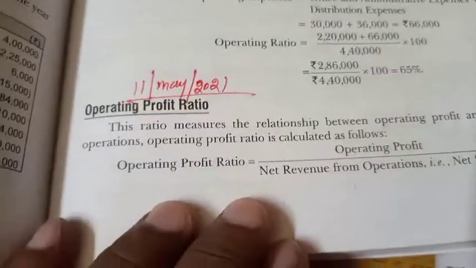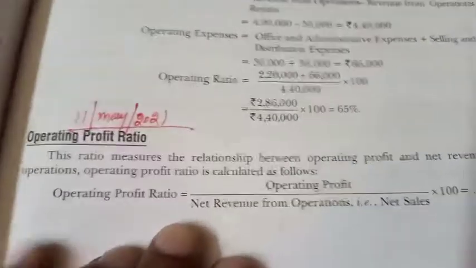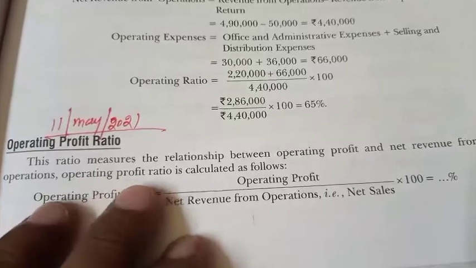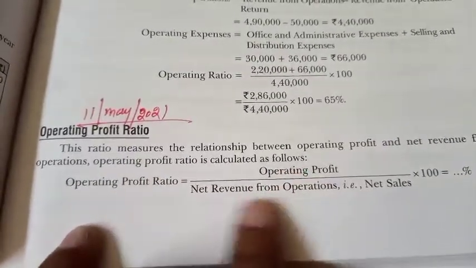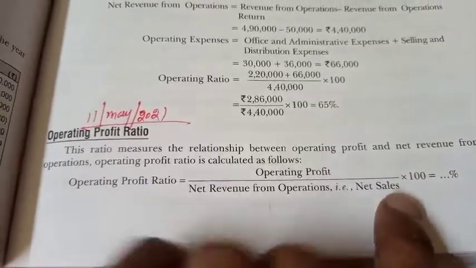This is the operating profit ratio. This ratio measures the relationship between operating profit and net revenue from operation. Operating profit ratio is calculated as operating profit upon net revenue from operations, that is net sales, into 100. The answer will come in percentage.